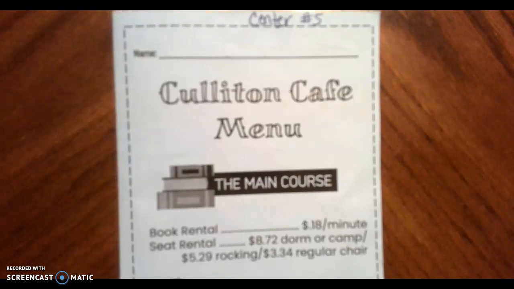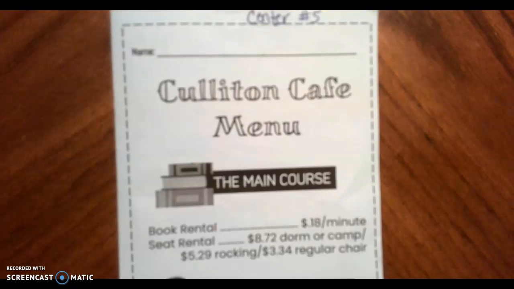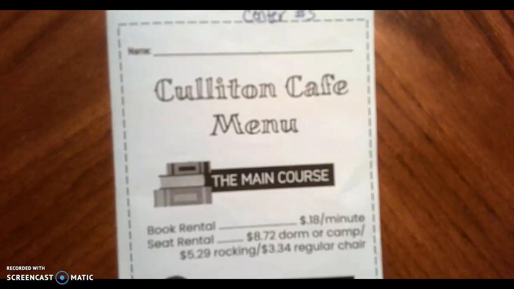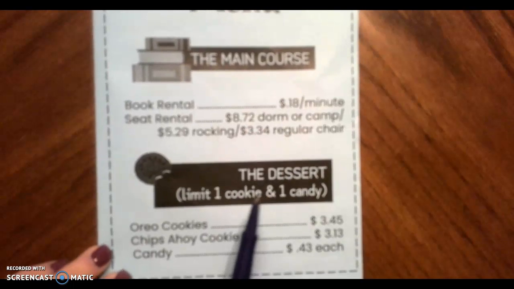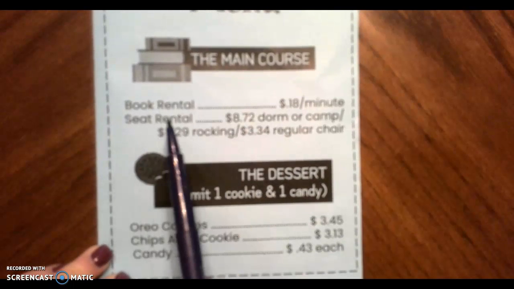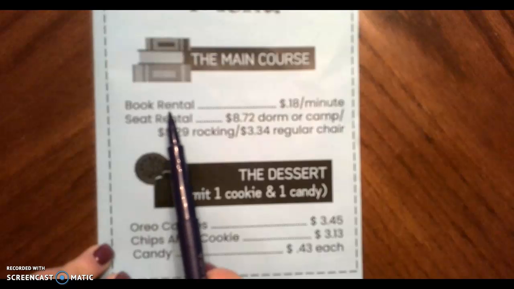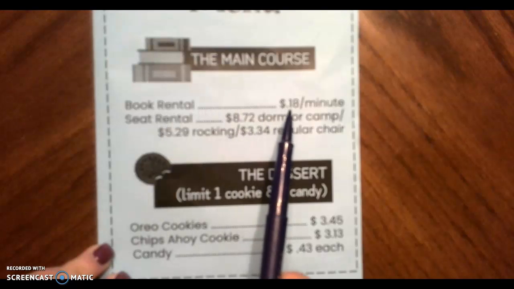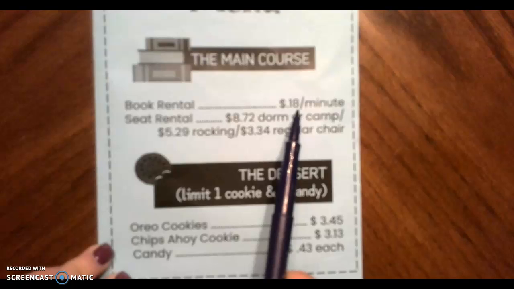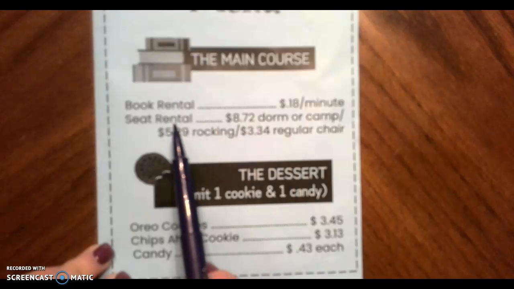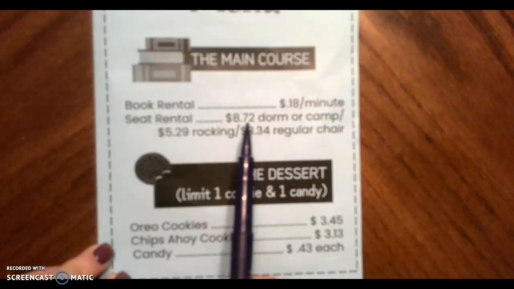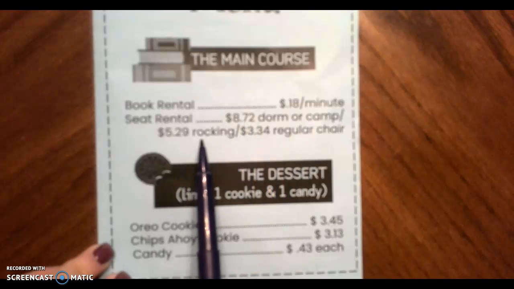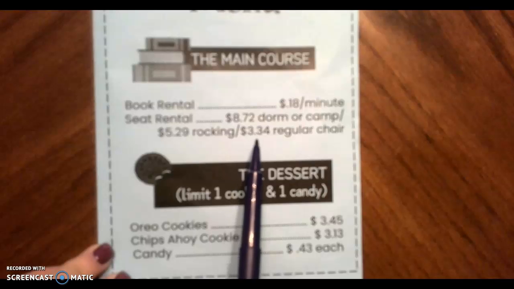So I know some of you are really excited about that and have been asking for a day to just read your books. So on the front, you're going to see your menu and all of your prices today. The main course, of course, is that you're going to be reading, and you're going to be renting your book from me for 18 cents per minute. And then you're going to pick what type of seat you're sitting in. Did you pick a dorm chair or a camp chair? That's going to cost $8.72. Are you sitting in a rocking chair or a regular chair?